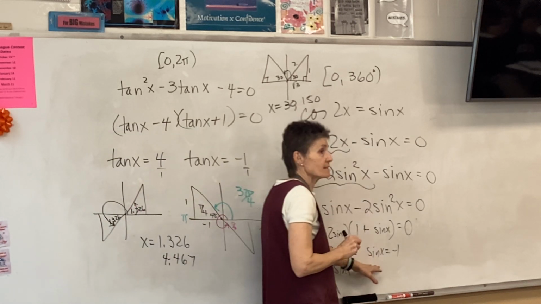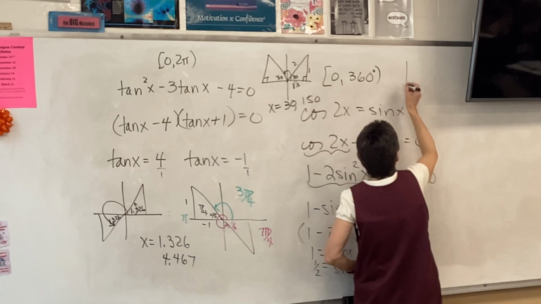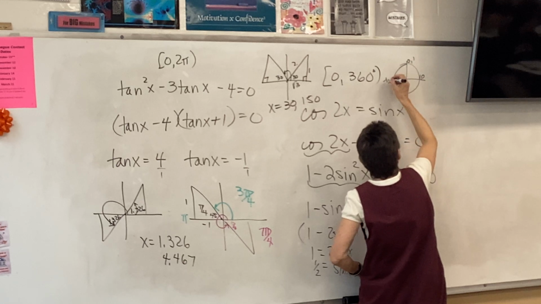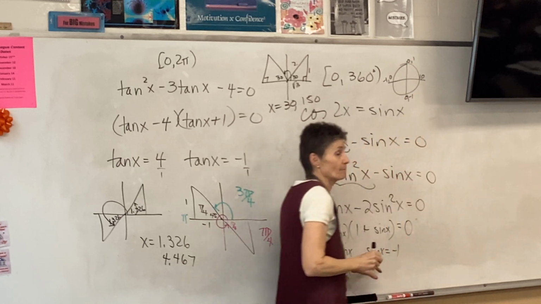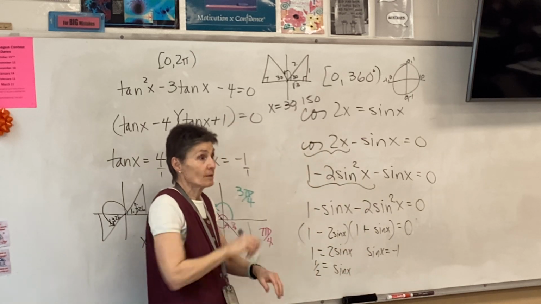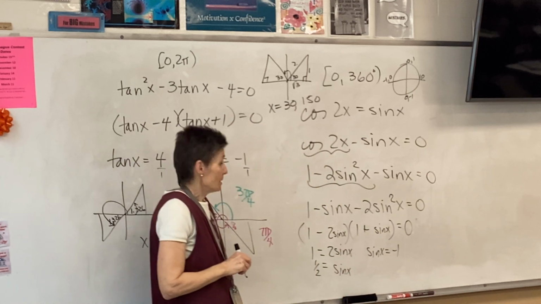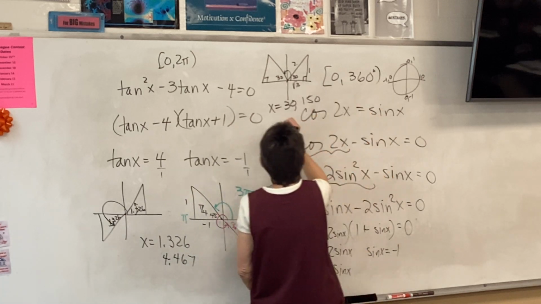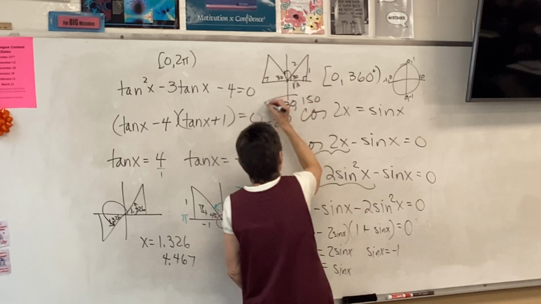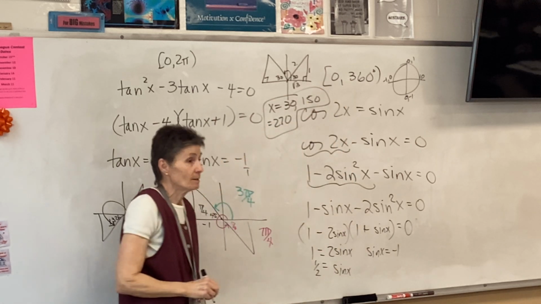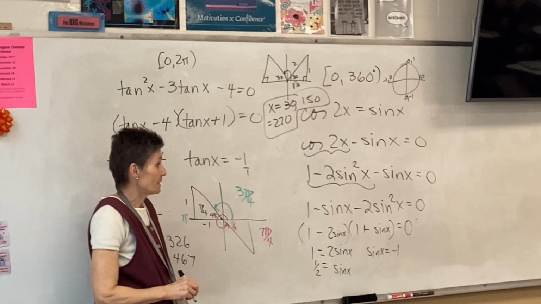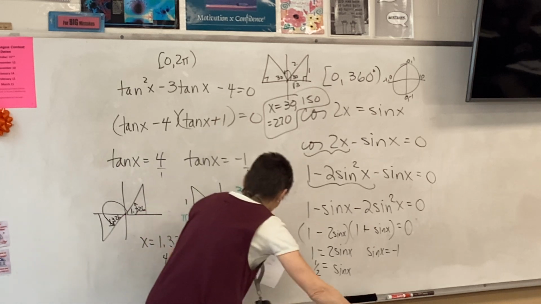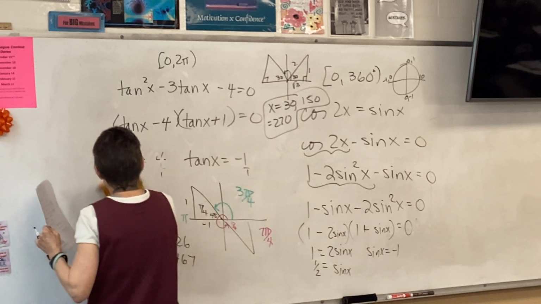Now, where is the sine -1? You gotta be careful because it's 270. The 1s and 0s for sine and cosine are on the circle. Where is y -1? 270. So we have 3 answers to that problem: 30, 150, and 270. All right, one more equation.